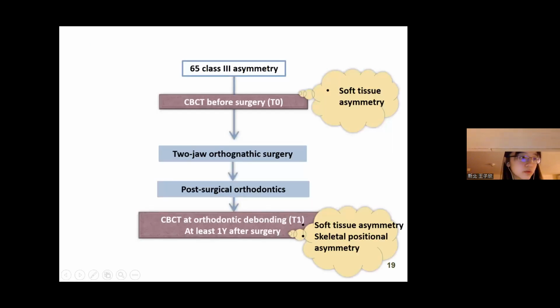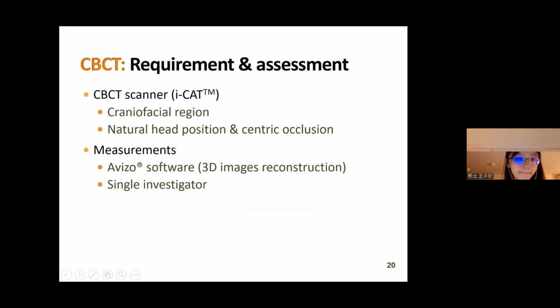This is the flow diagram of the study design. All patients received a surgery-first approach and had routine CBCT records pre-op and at least 1 year after surgery. 3D measurements of soft tissue were measured before and after debonding. Skeletal positional asymmetry was measured after debonding. The CBCT was taken in natural head position and centric occlusion and was reconstructed in Avizo software. All images were analyzed by a single investigator.